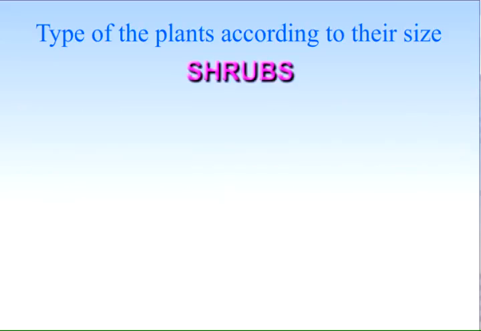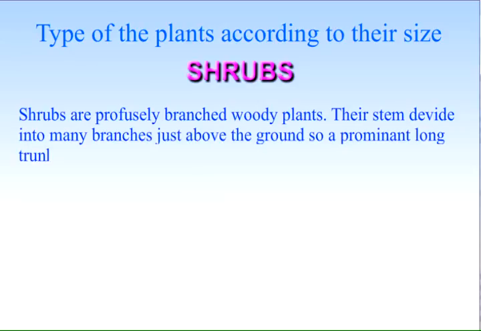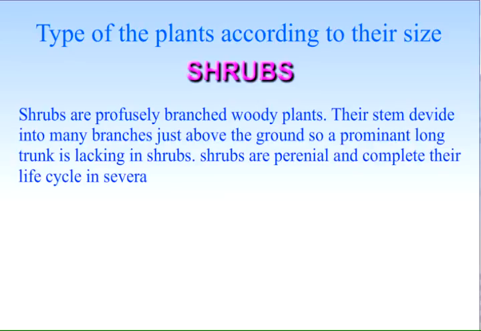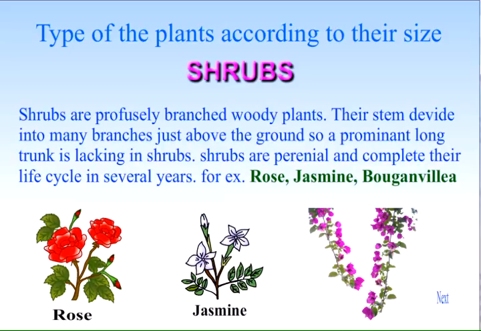Shrubs. Shrubs are profusely branched woody plants. Their stem divides into many branches just above the ground, so a prominent long trunk is lacking in shrubs. Shrubs are perennial and complete their life cycle in several years. For example, rose, jasmine, bougainvillea, etc.